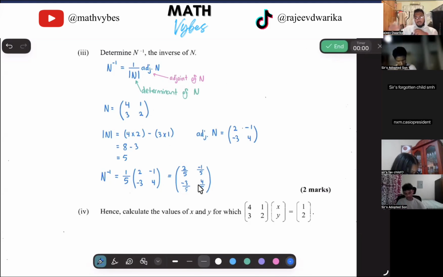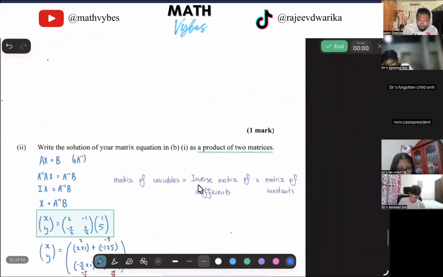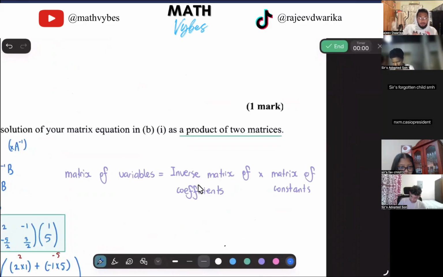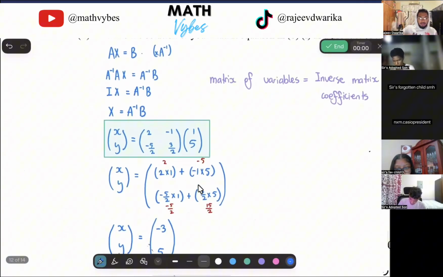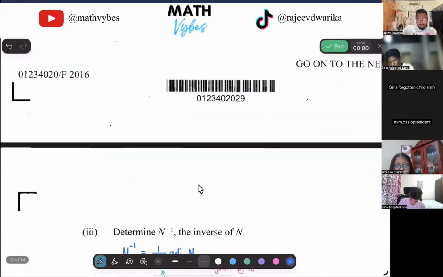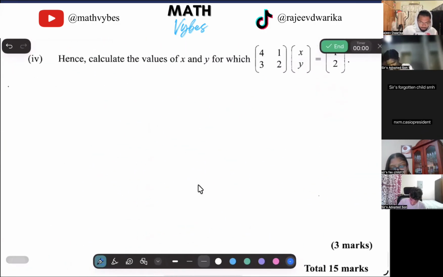Okay, so the time is up. Did any of you all successfully get through? Yes, sir. Okay. Right, remember, the matrix of variables is going to be equal to the inverse matrix of coefficients multiplied by the matrix of constants. If you don't remember that, you could manually derive it, and you could go through all the work and get a correct answer still. It's not the end of the world.